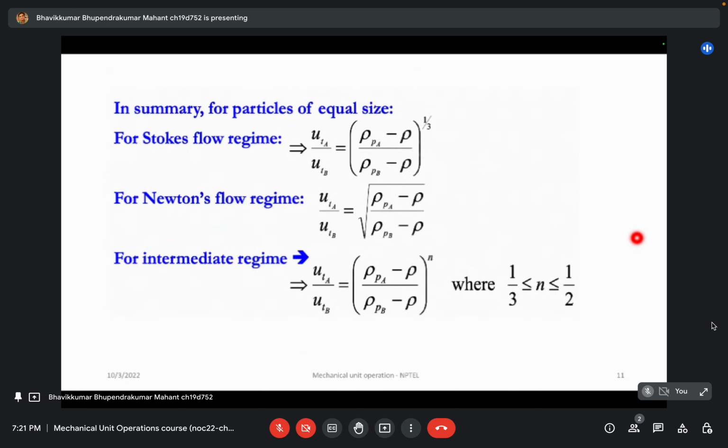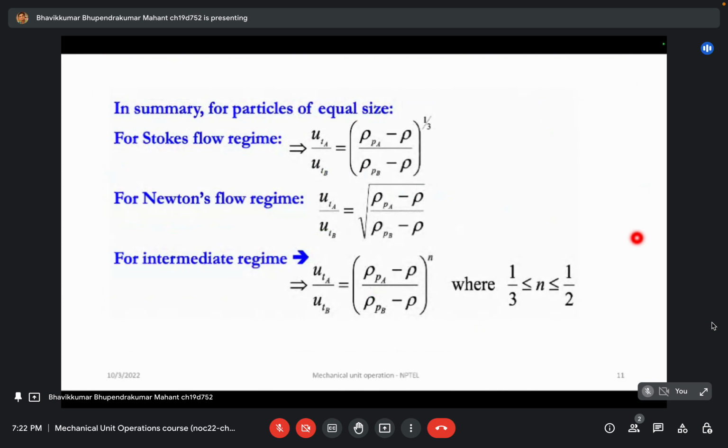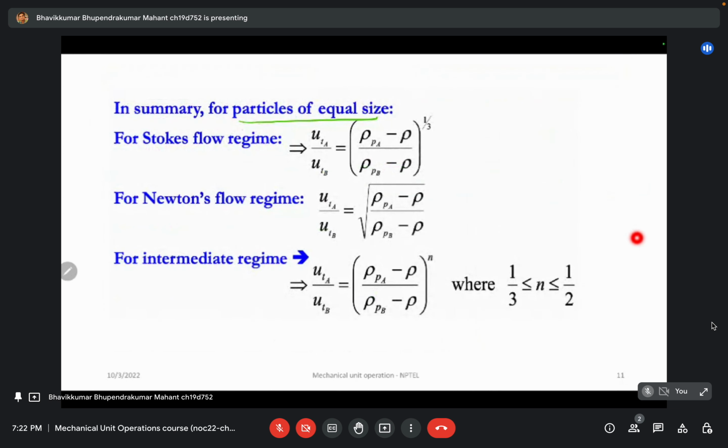So these are equations we can remember, for instance if they ask a problem in which particles of equal settling velocities are mentioned. If it is mentioned that particles are of equal size, then the equations are based on the velocity. If we talk about the same velocity, then the ratio is for the diameter. Now, if we talk about the same diameter, then the ratio is for the terminal velocity.